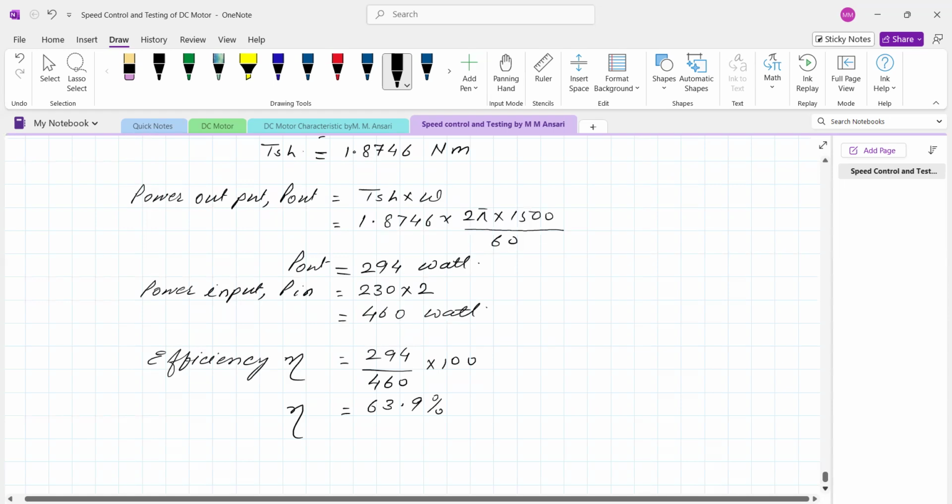So in this way, the direct load test can be performed, and it is best for a small capacity motor since the values of the performance characteristics are at actual load. So thank you for this lecture. Next time we will see the indirect method of testing for the DC motors.